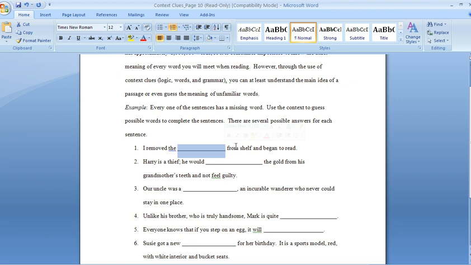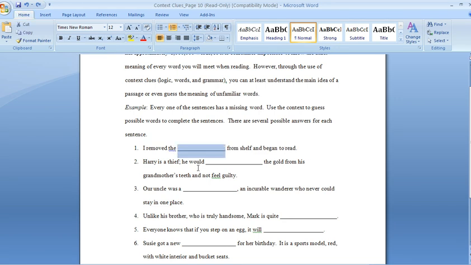We also know that a shelf is something that we put books on, and we also know read is something that we do for books or magazines. So it would be a really good guess if we said I removed the book from the shelf and began to read.